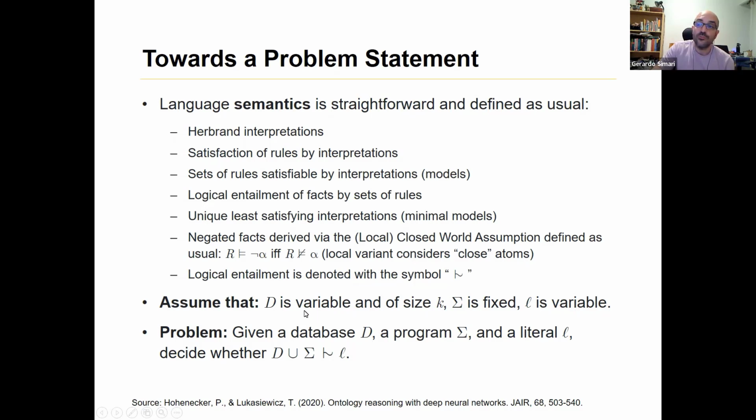Further, they assume that, like I was saying before, the database is variable and of size k. We'll see why we need to specify the size. Sigma, which is the set of rules, is fixed, and the literal L will also be variable. We'll use that as the query, right, to make predictions. So then the problem, we finally reached the problem. So given a database D, a program or set of rules sigma, and a literal L, decide whether the database along with the set of rules derives or entails the literal in question.